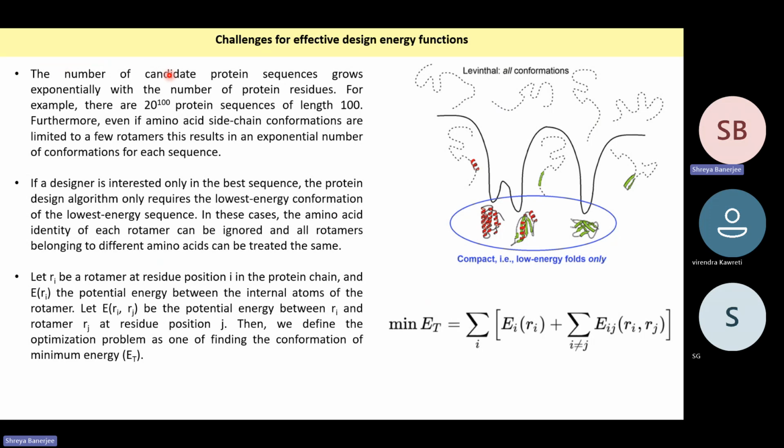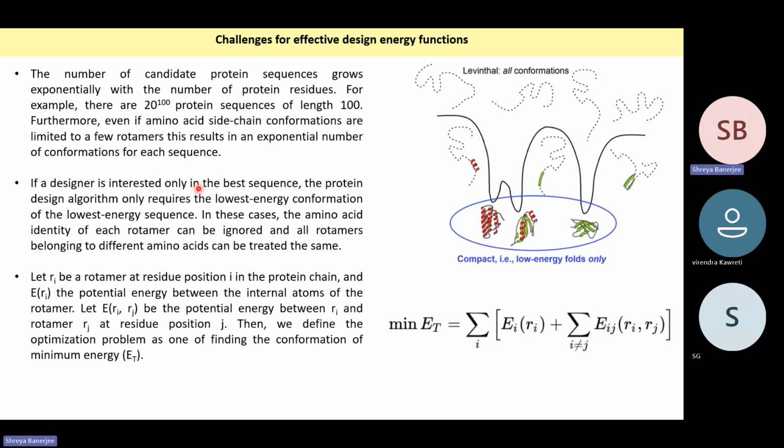Another problem is that the number of candidate protein sequences grows exponentially with the number of protein residues. For example, if you have a protein of 100 amino acids, there are 20 to the power 100 possible sequences. Additionally, each amino acid side chain can have multiple conformers. So this results in an exponential number of conformers for each sequence. All this becomes very difficult to predict. And if the protein has to sample all these conformations, then the folding time of the protein will be so high that it is not feasible.